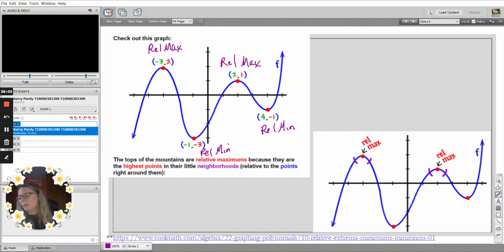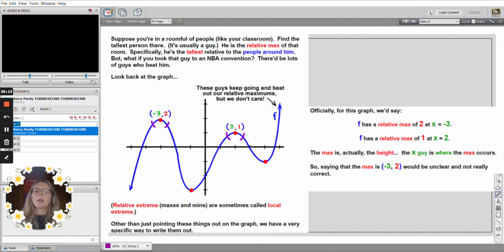So if you know what maximum means and you know what minimum means, that really does help you remember what these are all about. So let's take a look at naming them.